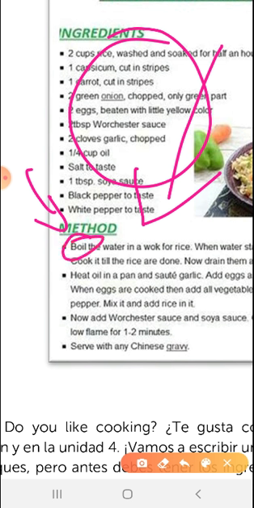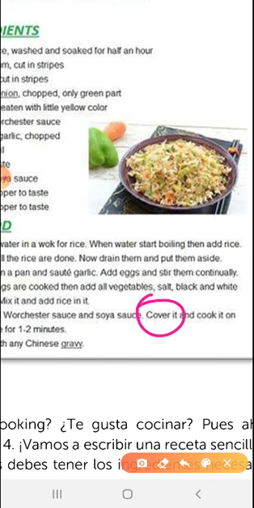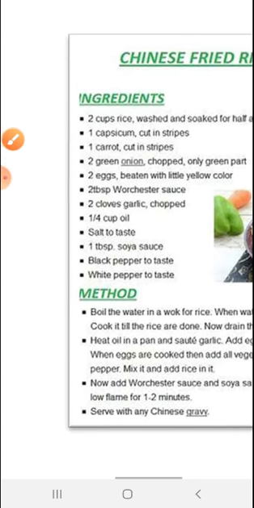Yes, for example, you got boil, hervir, heat, calentar, add, añadir, serve, servir, yes? También hay otros aquí, mira, add, yes? Así que hay bastantes verbs que puedes encontrar. Cover it, cúbrelo, yes. Salt, yes. Cook, yes. Todos esos verbs los puedes encontrar ahí.